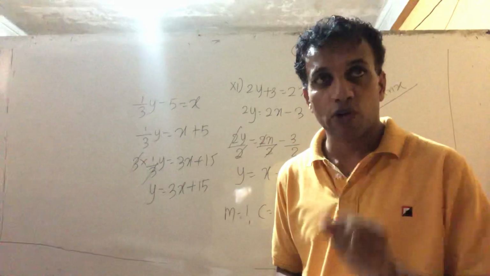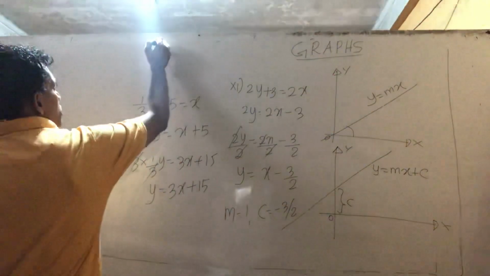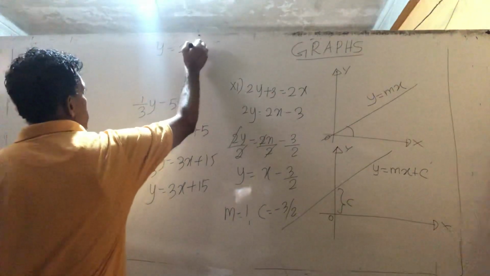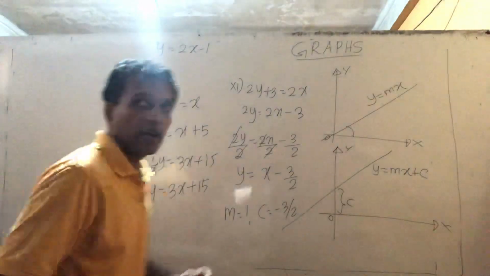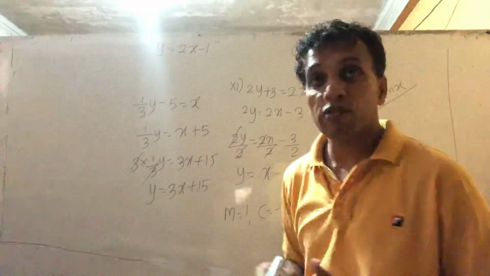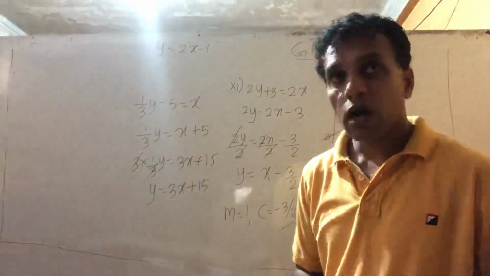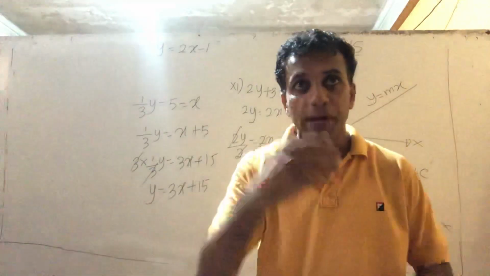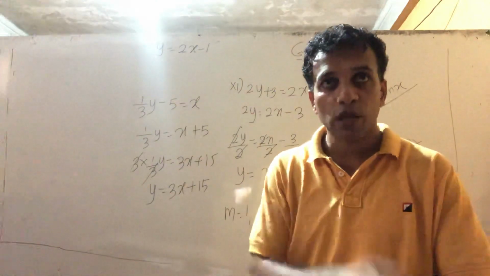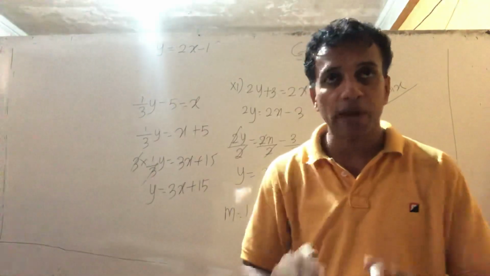Draw the graph of y equal 2x minus 1. I start from the grade 9 chapter, where you learned how to draw graphs. Draw the graph of y equal 2x minus 1. Prepare a table of the x values and find the corresponding y values.